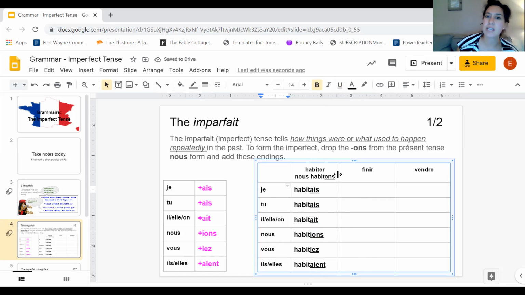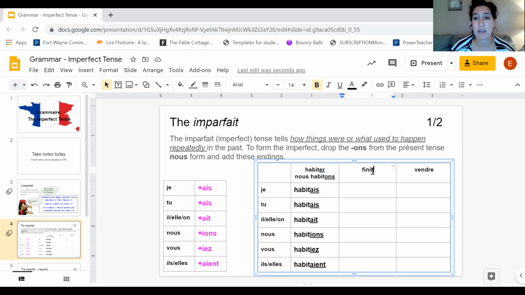Okay, so you might think, well, that's really simple. Why don't you just say take off the ER and add the endings? Because that's all that it is, and for ER verbs, it does look like that. But we just have to be really careful, actually, it's not just ER verbs. You have to be really careful with some that might be a little bit irregular, like aller. But anyway, you just have to be very careful.